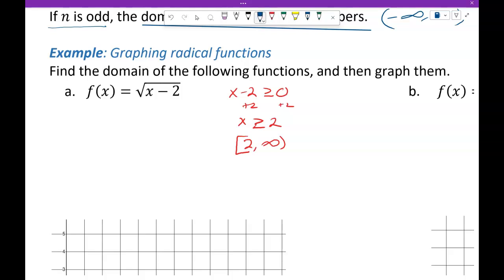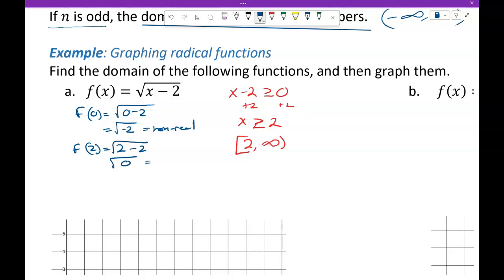0 is a nice easy number. If we try to evaluate f of 0, 0 minus 2 is negative 2, and the square root of negative 2 is non-real. But if we evaluate f of 2, which we say is our starting point, we get the square root of 0, which is the smallest non-negative value. So 2 is inside our domain.